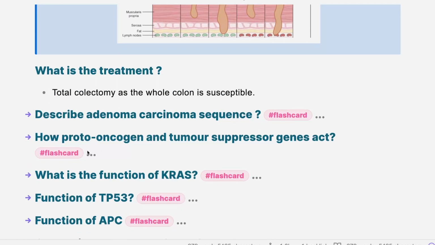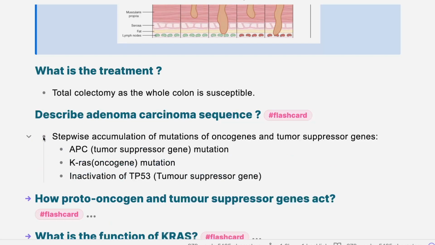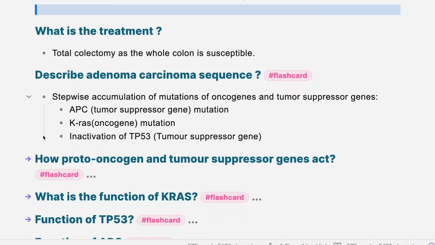What is the adenoma-carcinoma sequence in patients with ulcerative colitis? It's a stepwise accumulation of tumor suppressor gene and oncogene mutations, characterized by presence of mutation of the APC gene and also the KRAS gene, and finally the TP53 gene mutation as well. You can see here it's a stepwise accumulation of mutations of the oncogene and tumor suppressor gene. 3 genes, as you can see: APC gene mutation and KRAS mutation and inactivation of TP53.